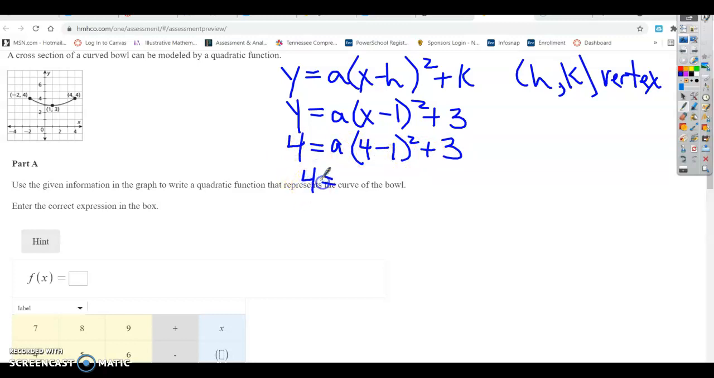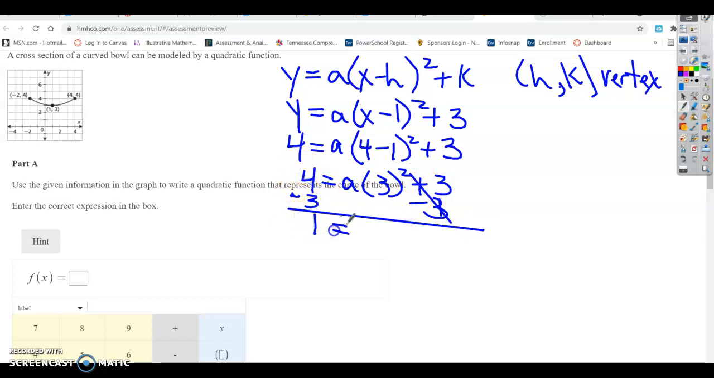So we're going to have 4 equals a times 4 minus 1, which is 3, 3 squared. Bring down the 3. So I'm going to subtract 3. 4 minus 3 is 1. 3 squared is 9, so we've got 9 times a. And divide by 9. So a equals 1/9.